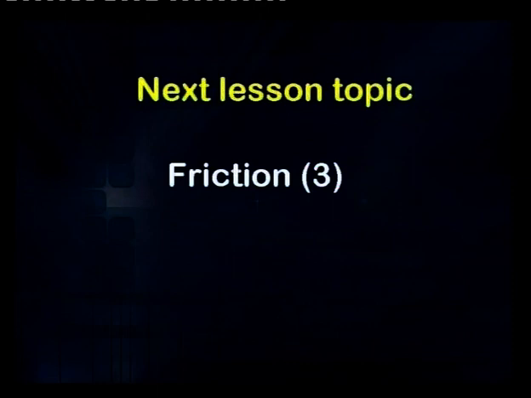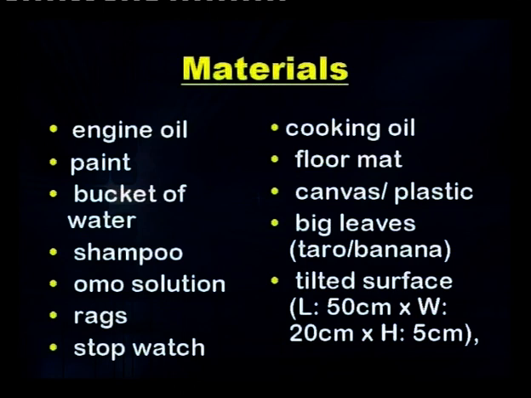Our next lesson topic is still on friction, lesson number 3. The materials to bring: engine oil, paint, bucket of water, shampoo, Omo solution, rags, stopwatch, cooking oil, floor mat, canvas, or plastic. If you have big leaves, you can bring banana leaves or taro leaves. If you have them, please bring them. And we'll have a tilted surface. So those are some things that you will have to bring for the next lesson.